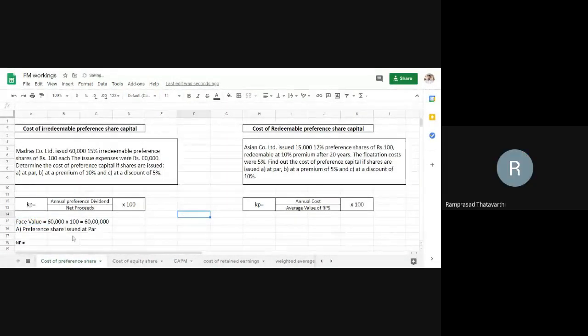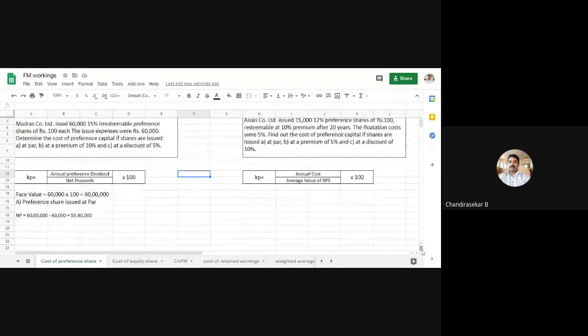Okay, shall we proceed? Yes, sir. So they issued 60,000 preference shares, per share is 100 rupees. So total face value of 60,000 preference shares is 60 lakhs. To calculate the net proceeds, if issued at par, it is face value minus issue expenses. Issue expenses are 60,000 rupees. So the net proceeds are 59,40,000, considered as net proceeds.